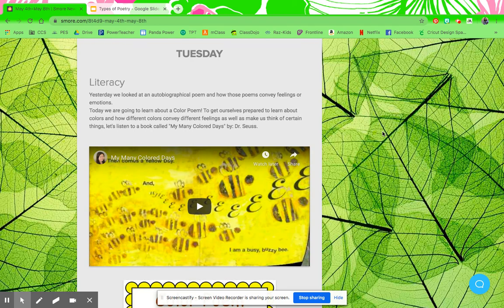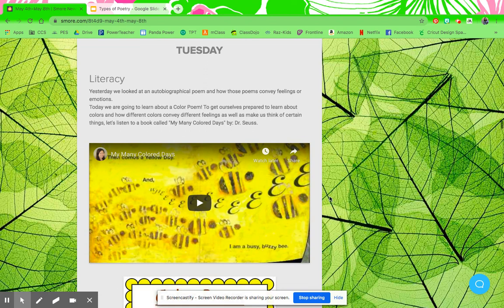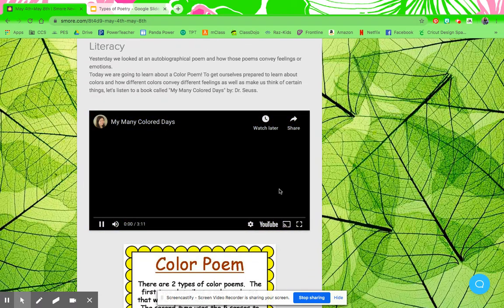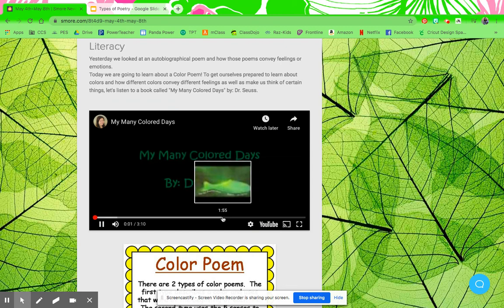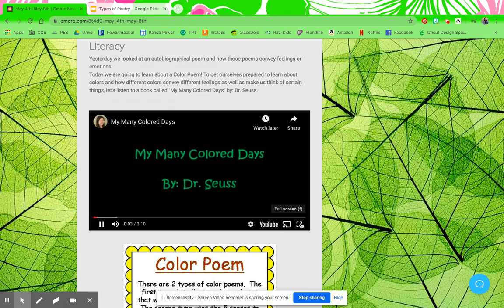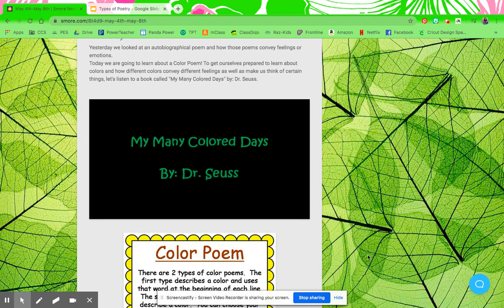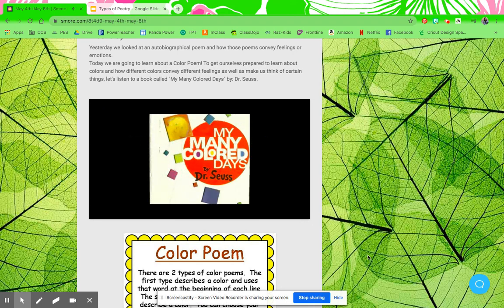To get ourselves prepared to learn about colors and how different colors convey different feelings as well as make us think of certain things, let's look at a book called My Many Colored Days by Dr. Seuss.